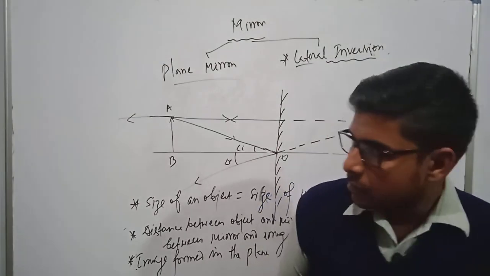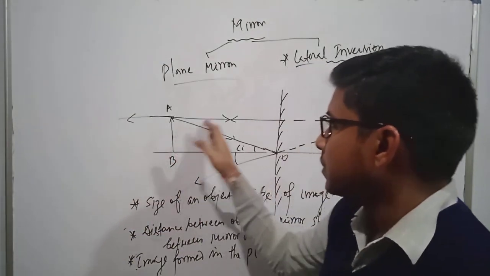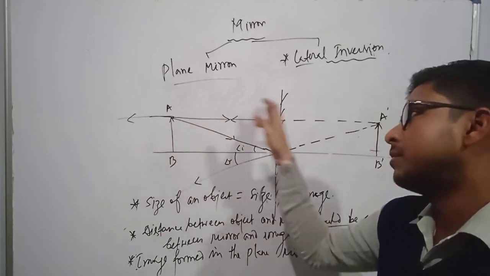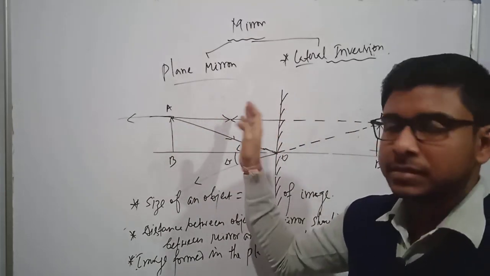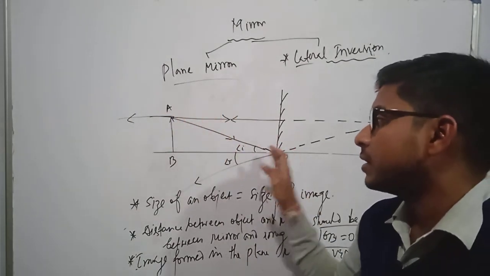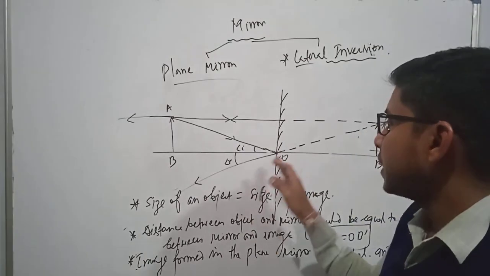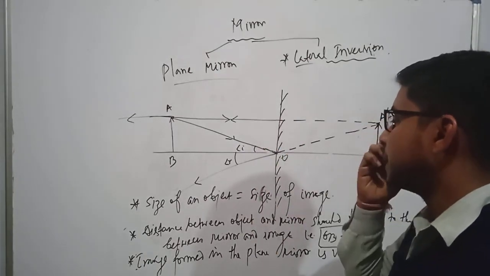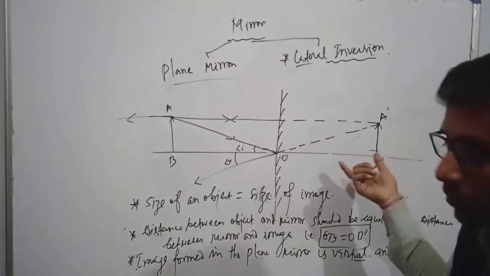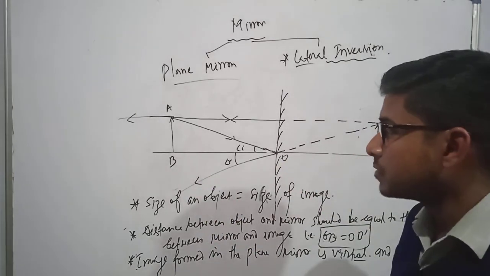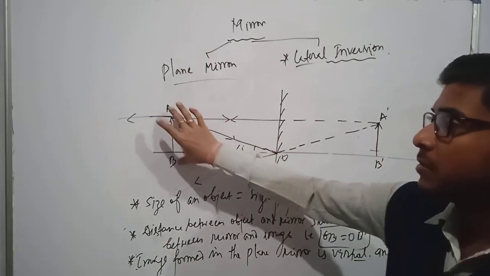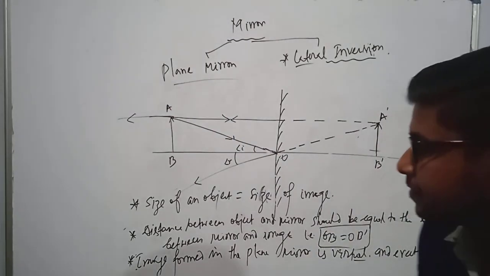Okay, so image formation in the plane mirror. First we will draw a mirror. After that we put an object, then the light ray will come. The first light ray will bounce back along the same path because it is a normal incidence. Then the next light ray will fall on the mirror and follow the laws of reflection. Then we further extend these light rays to a certain point, and at the same distance we can form an image. The properties of the image formed by the plane mirror: the size of the object should be equal to the size of the image.